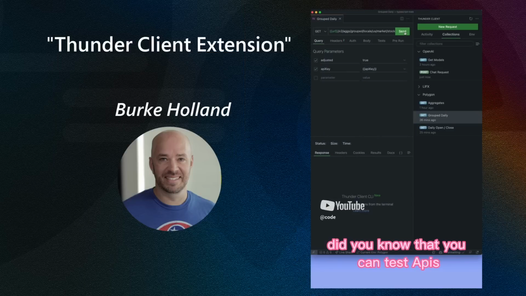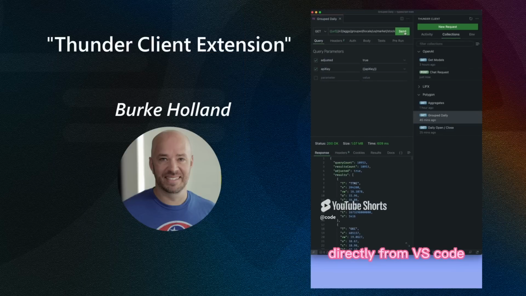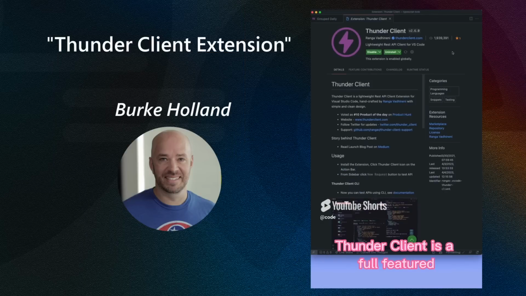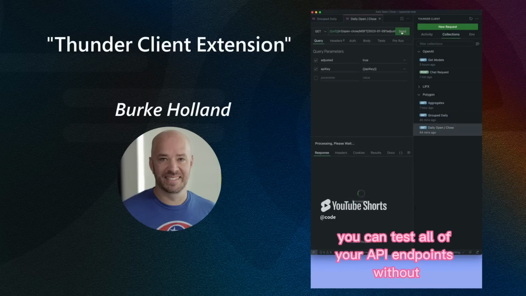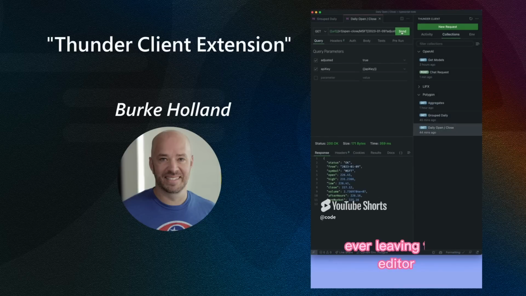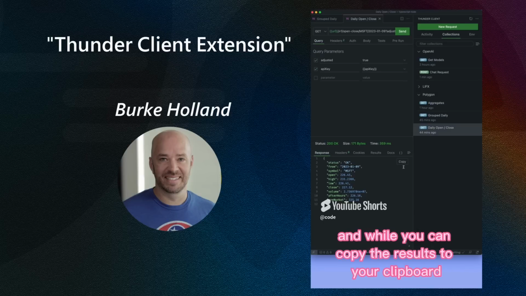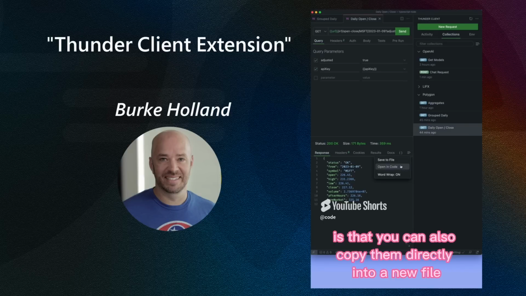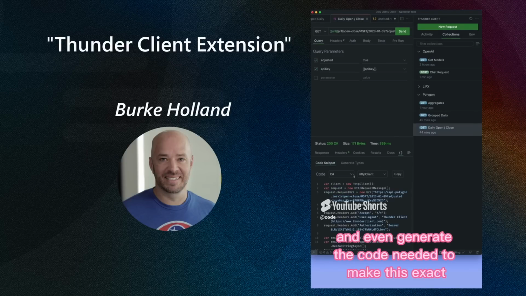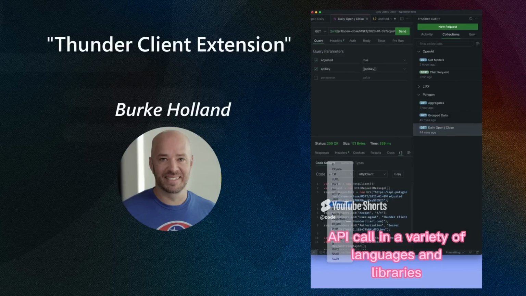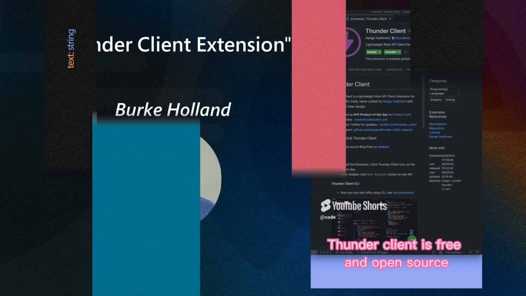Did you know that you can test APIs directly from VS Code? Thunder Client is a full-featured API development environment for VS Code. You can test all of your API endpoints without ever leaving the editor. And while you can copy the results to your clipboard, what I love the most is that you can also copy them directly into a new file and even generate the code needed to make this exact API call in a variety of languages and libraries. Thunder Client is free and open source.